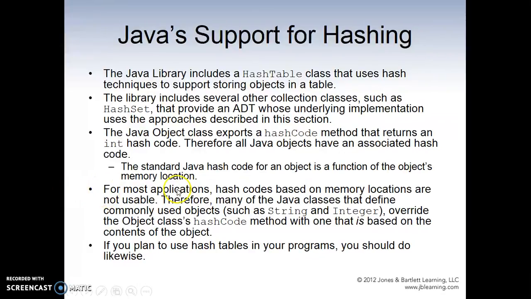For most applications, hash codes based on memory locations are not useful. We never use them. Therefore, many Java classes that define commonly used objects, such as String and Integer, override the Object class hashCode method with one that's based on the contents of the object. If you plan to use hash tables in your program, you should do likewise.